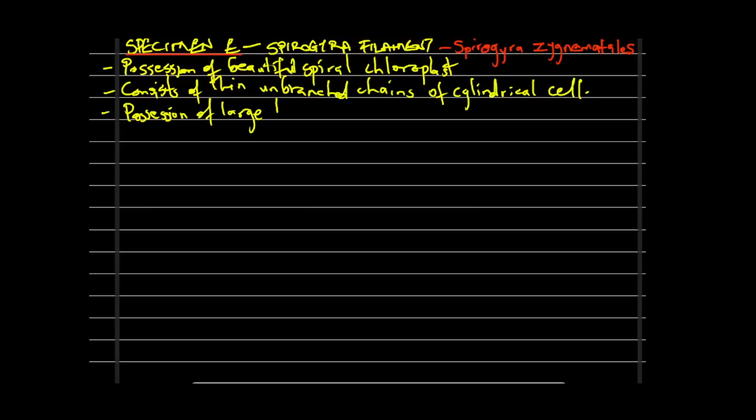Because it is a plant, it has chloroplasts, so it is like a plant cell. It has a large central vacuole, where the nucleus is suspended by the cytoplasm.